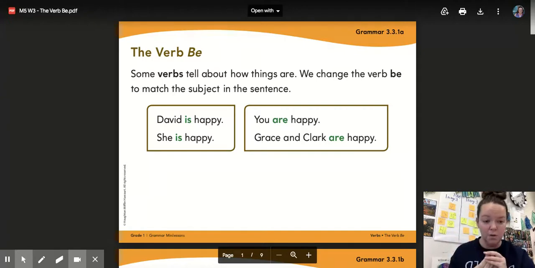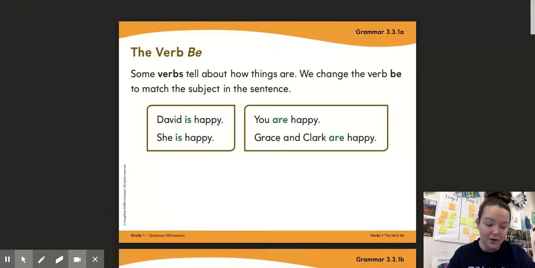Those three words are going to be verbs. Now, a verb is an action word like painting, running, things like that. But some verbs tell us about how things are. Be changes into is and are, depending on what kind of sentence you're going to see. So, for example, David is happy. Now, happy is not a verb. You can't do happy. You just are. That's what you are. And so is in this case would be the verb.